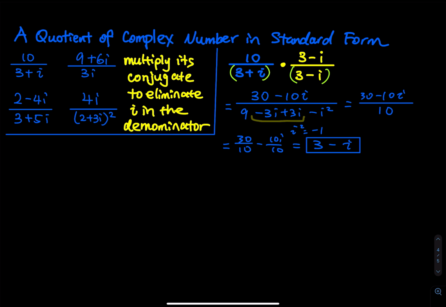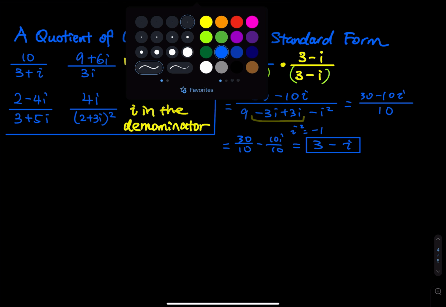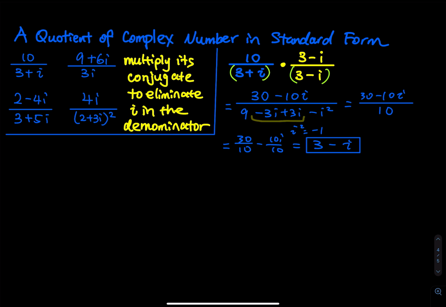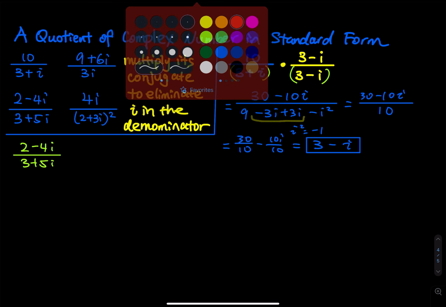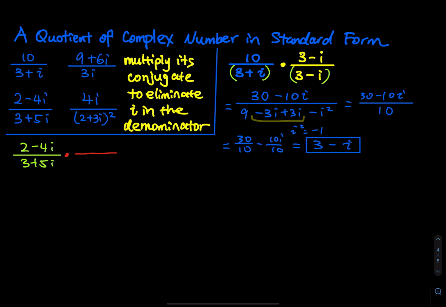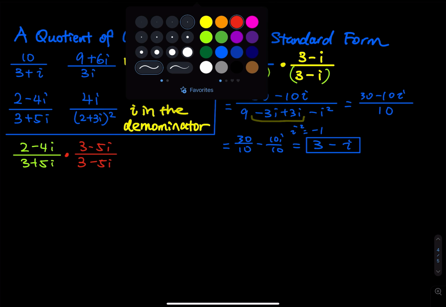Okay, moving on to the next problem. Let's try the 2 minus 4i. I'm going to switch to a different color for every new problem. So 2 minus 4i, and then divided by 3 plus 5i. Okay, look at the denominator. You have a 3 plus 5i. I need to get rid of that. So you have to multiply by its complex conjugate, 3 minus 5i, top and bottom. The red is 1. When you take a fraction times 1, you don't change the fraction.